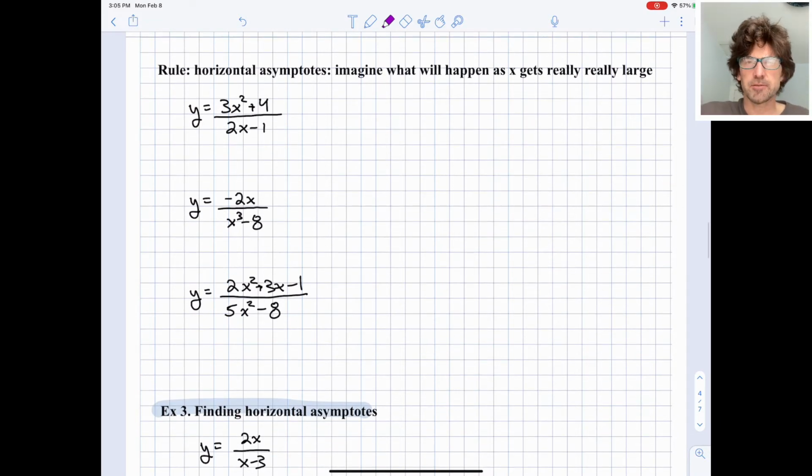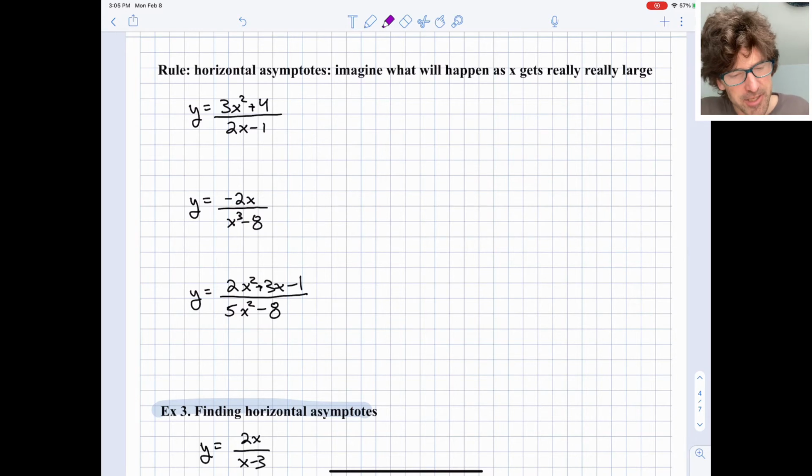Horizontal asymptotes, the rule is a little bit more complex, I think, but you might disagree here. But the rule is to imagine what would happen as x gets very, very large. As x becomes in the billions, trillions, mathematically we would say what happens as x approaches infinity. What's going to happen to y as x gets huge?